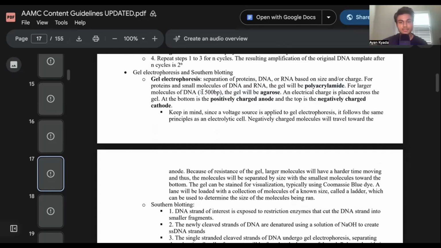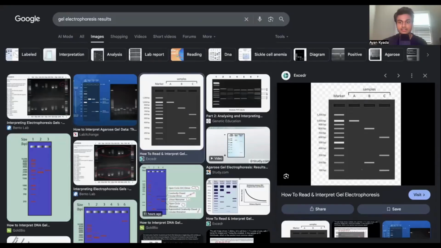So the smaller fragments can easily slip through it and not get obstructed by it, but the larger fragments are going to have a harder time getting through it and cramming through the gel. So as a result, you're going to see in gel electrophoresis that the smaller base pairs are going to travel much further from the start than the large base pairs.